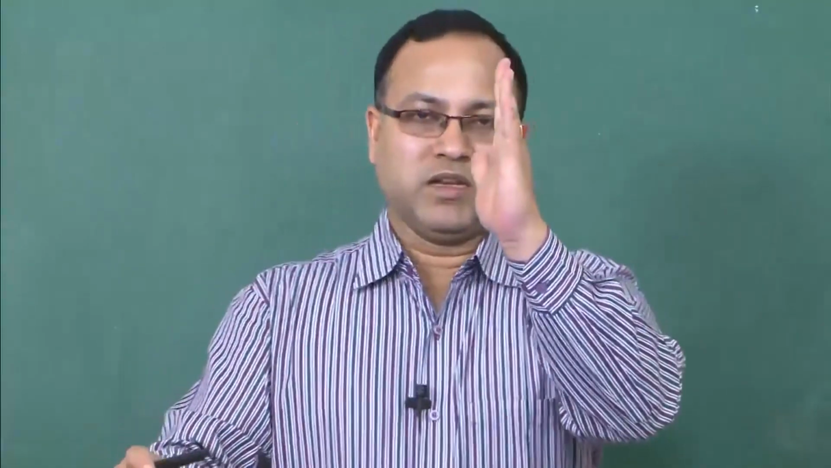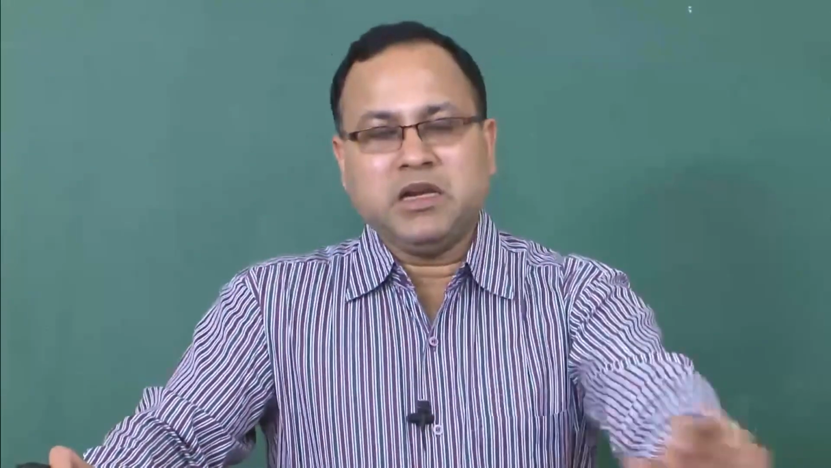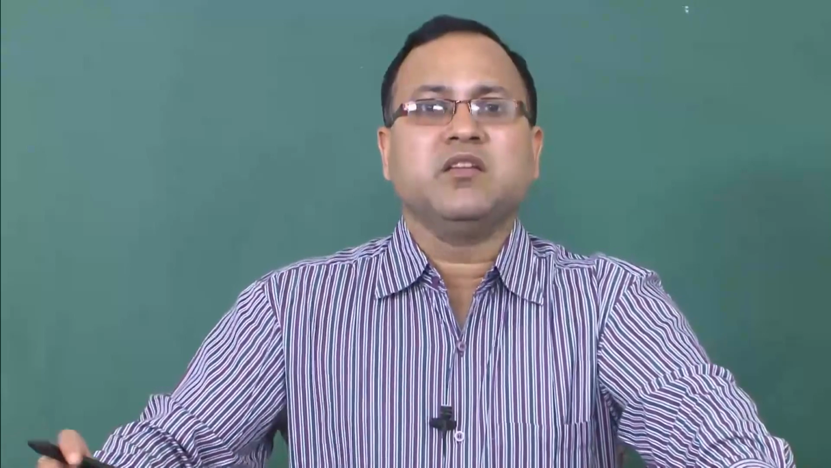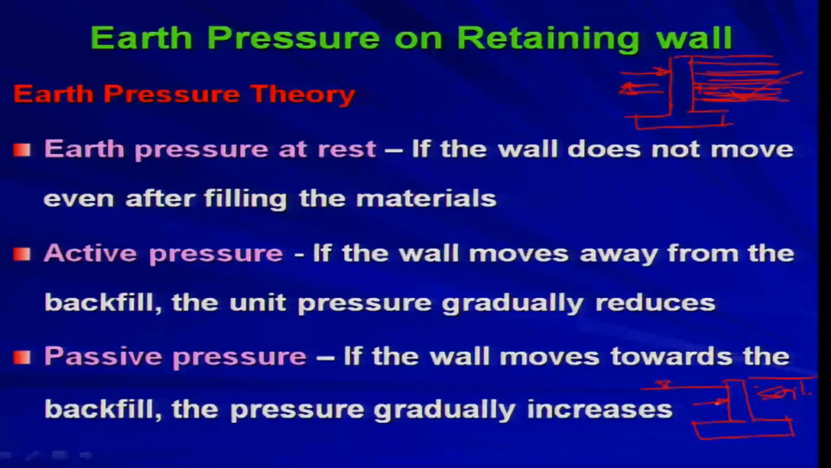So, these are three conditions. One is earth pressure at rest condition, when there is no movement of the wall, the wall is stationary. When the wall is moving away from the backfill, at that time you will be getting the active condition, and whatever pressure will be exerted on the wall at that time will be active pressure. And when the wall is moving towards the backfill, that condition is known as passive condition, and the pressure will be the passive pressure. So, these three conditions we will be analyzing separately, and we will be trying to determine the expressions to find out the pressures at different conditions. Okay? Now, let us go by that.